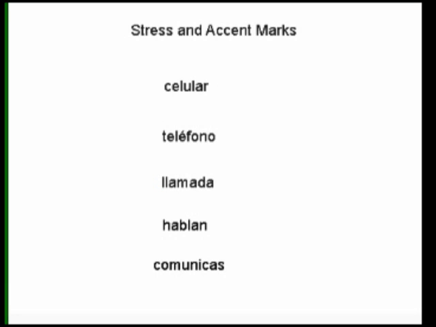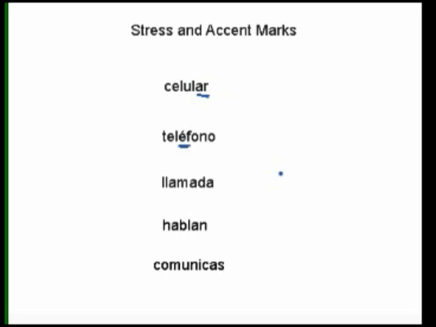Let's try out a mixture of rules here. Our first word is celular. That ends with R. R was not included in rule number 1. That means that our stress is going to be on the last syllable. So the word is celular. The next one's very easy because it has a written accent mark. Therefore, the stress must be on that syllable. Teléfono.